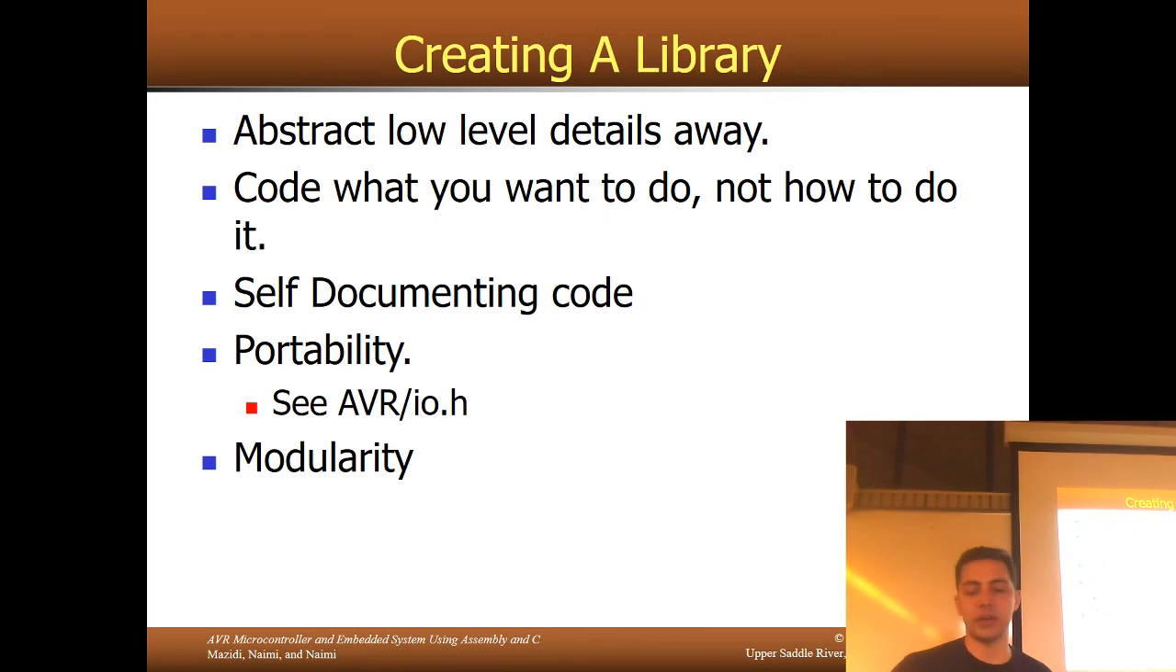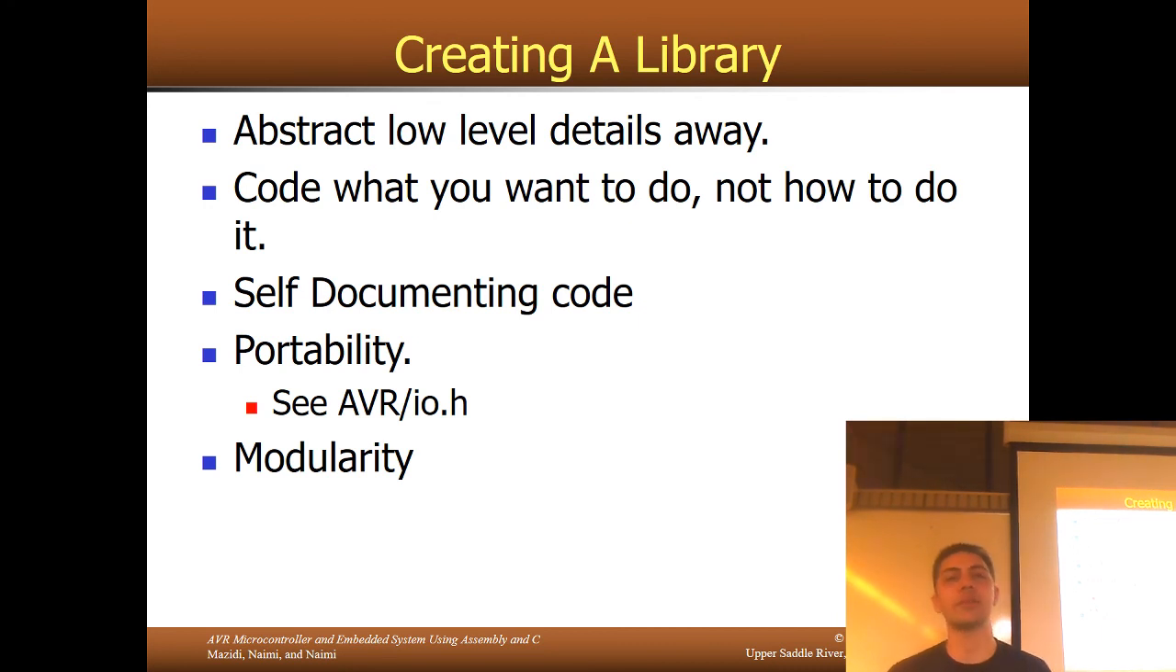And why would we create a library? There's actually tons of reasons to write a library. First is to abstract away any low-level details. We don't want to remember which I/O pins things are. We just want to say go, enable. And that will allow us to code what we want to do, not how we want to do it. We write the library once, and then we just use that library from then on. It promotes self-documenting code. If you have a function that says set digit 0, it's pretty clear what you're going to be doing, if you write it correctly, right? If you write it wrong, it's worse than useless.